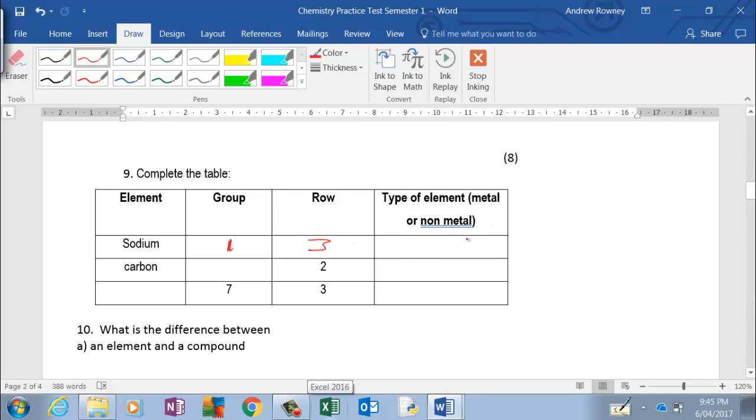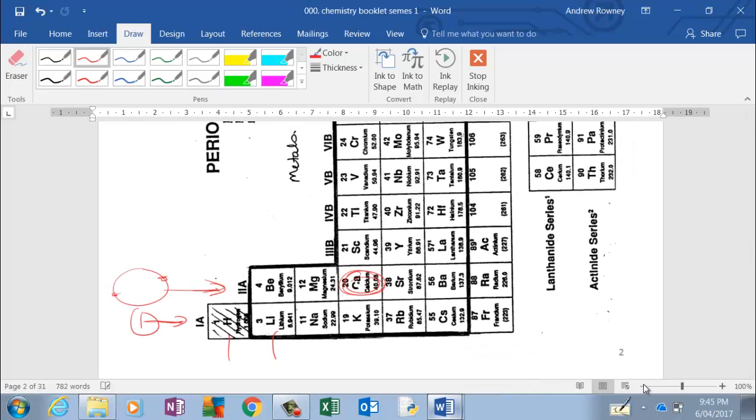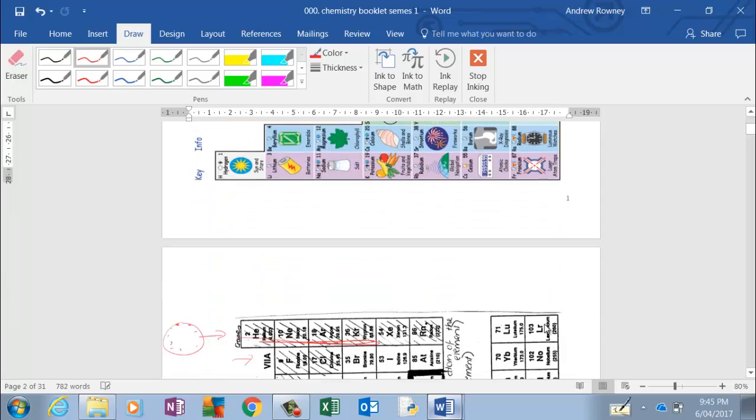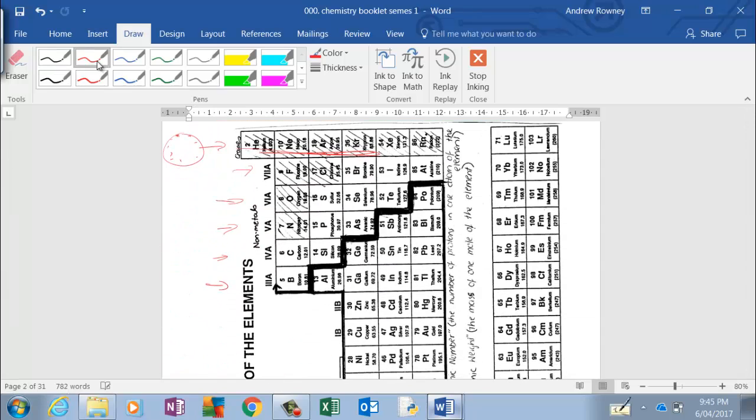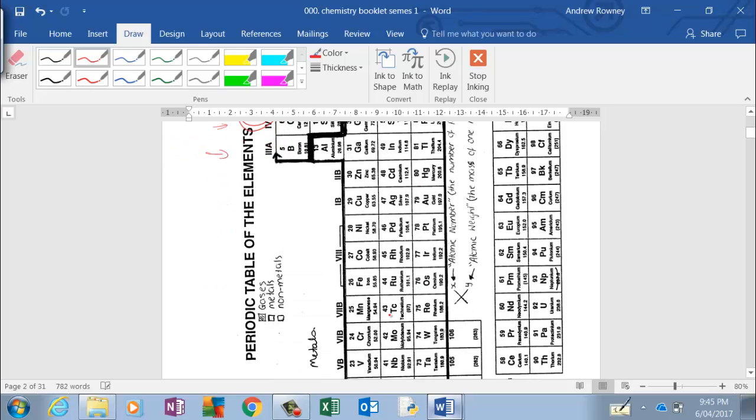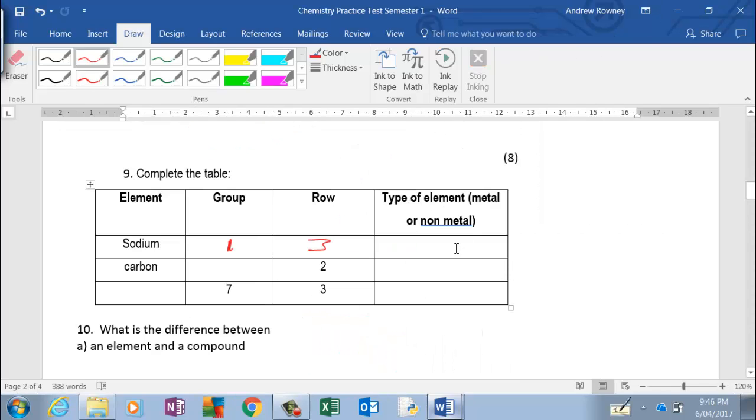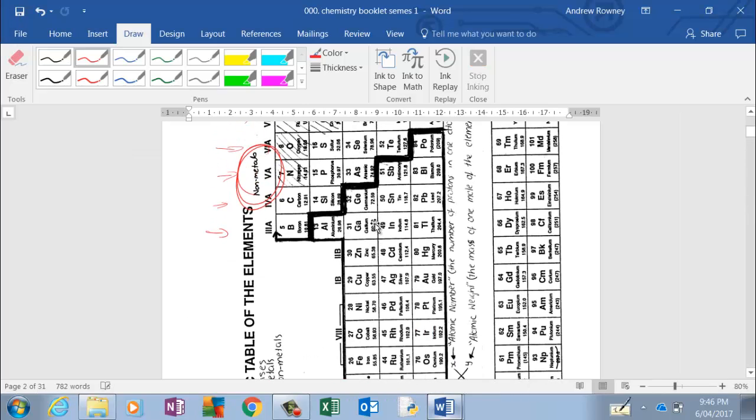The type of element, you have to get that from the periodic table. You've got a dividing line for the metals and non-metals. It's that black zigzag line. On the right hand side you've got non-metals, and on the left hand side you have metals. So sodium is on the left hand side, that's a metal. Carbon is a non-metal, and you look for the group number for carbon, which is sitting in group 4.